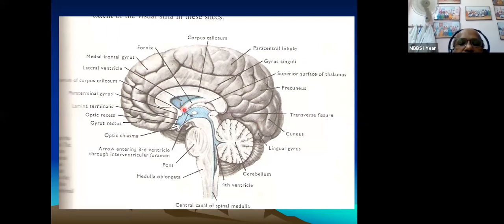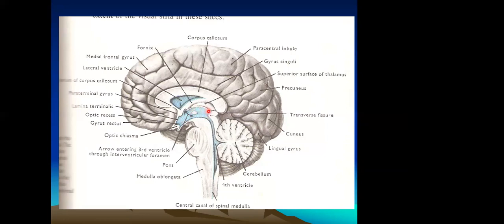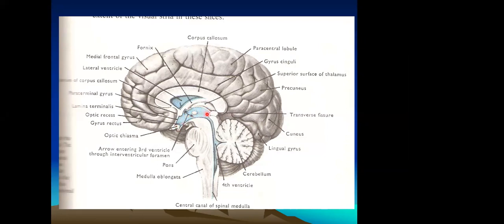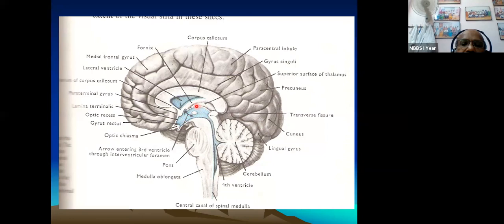Now you see, this is your thalamus. This is your hypothalamus. These two are coming from where? Diencephalon. So what is the cavity of the diencephalon? Yes, this is your thalamus, this is your hypothalamus. In between the thalamus and hypothalamus, what we have is the third ventricle.